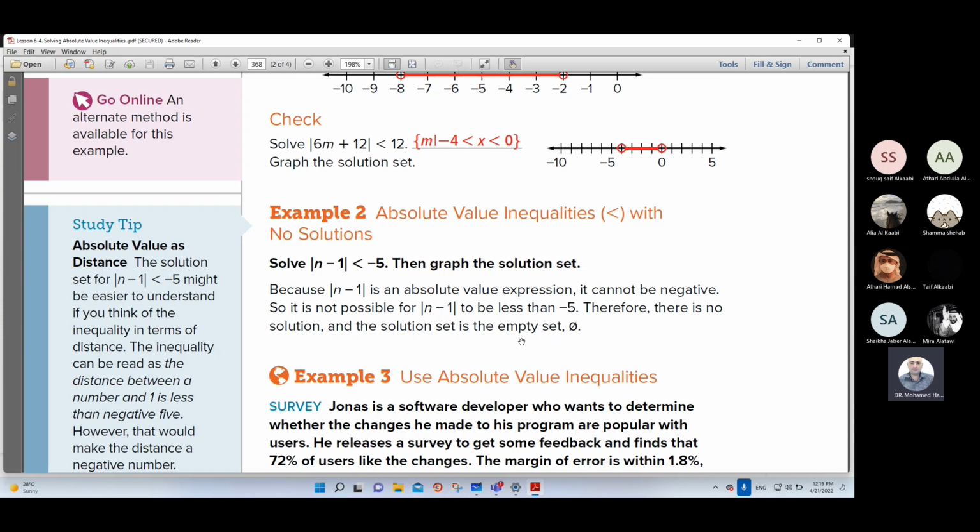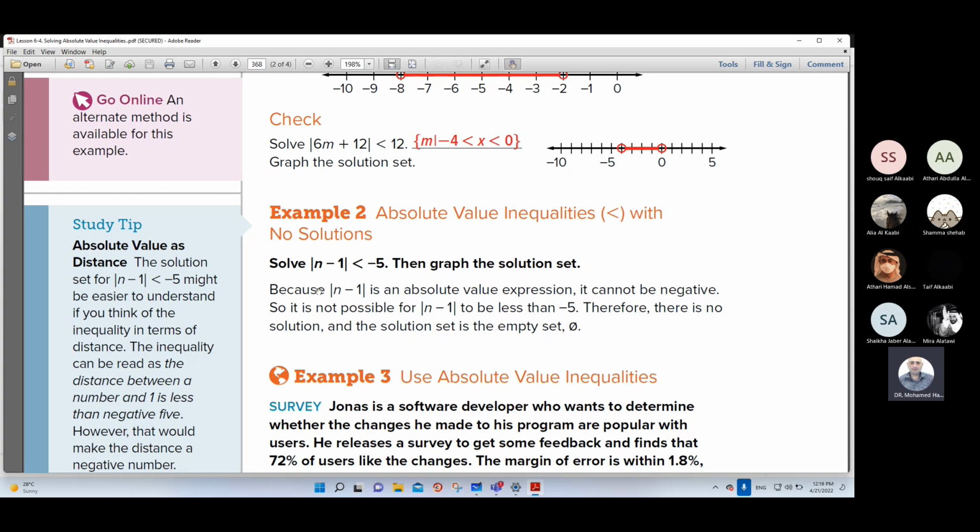And when we have the empty set, we can use this sign, read it phi. When you see this sign, it means no solution. Empty set, no value. This is phi.